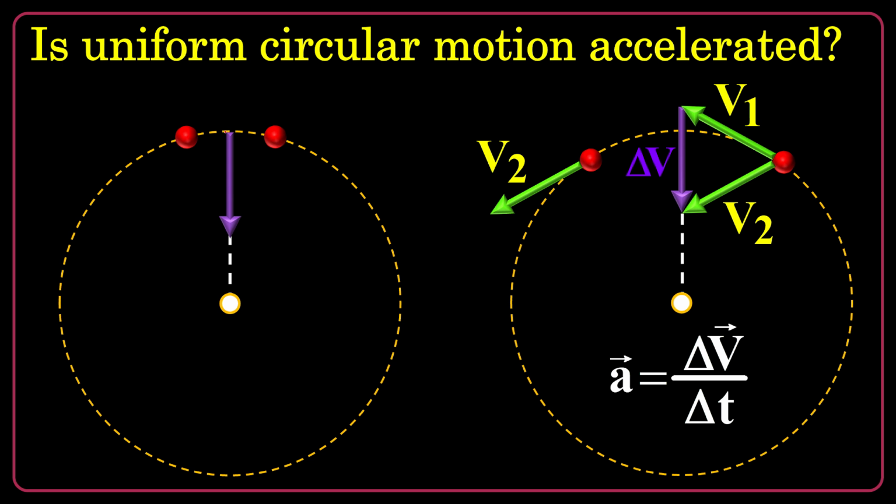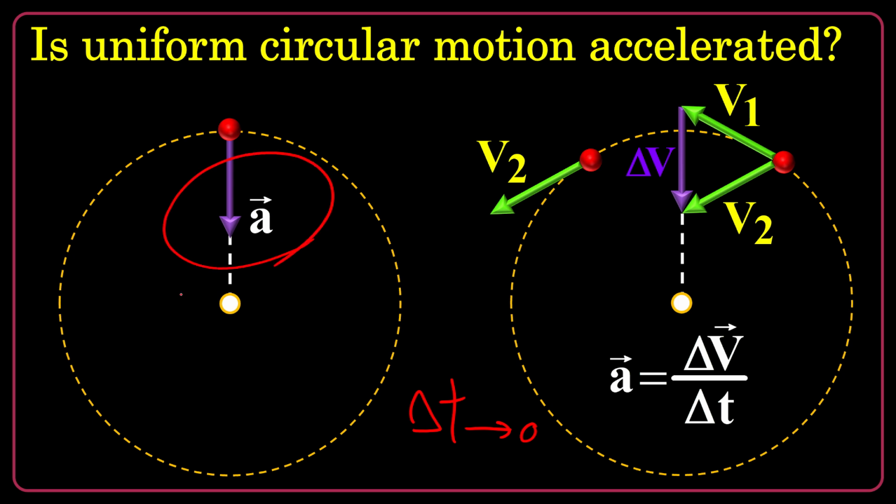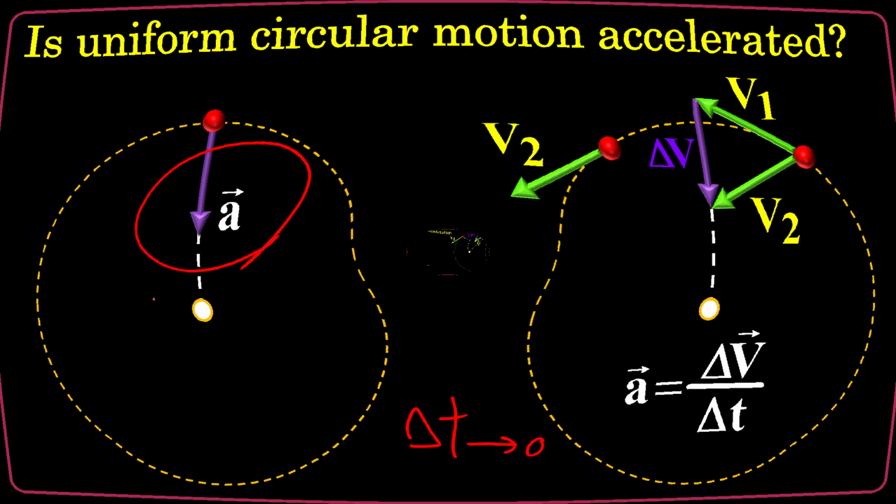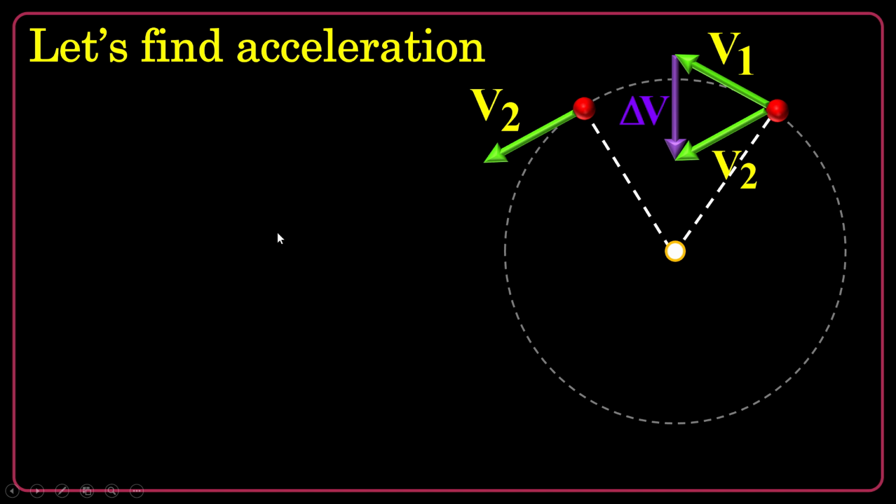If I take delta t to be shorter and shorter, they are going to be closer and closer to each other. If delta t approaches zero, I cannot distinguish the two points. They merge. Anyway, the acceleration is still downward toward the center. So even instantaneous acceleration is toward the center. This is called centripetal acceleration. How to find it? Let's find the acceleration.